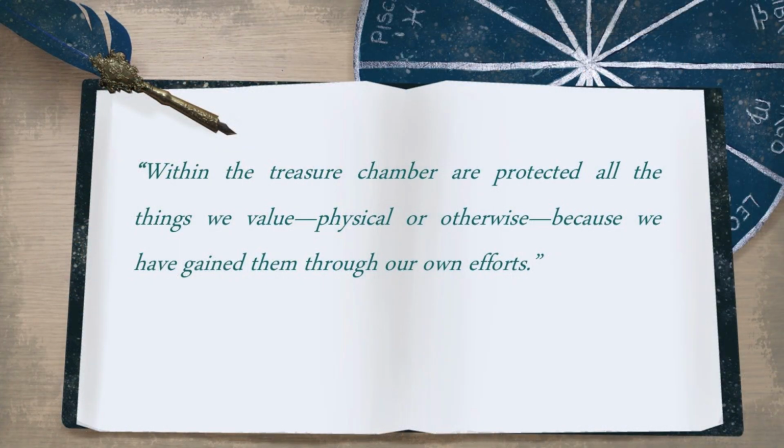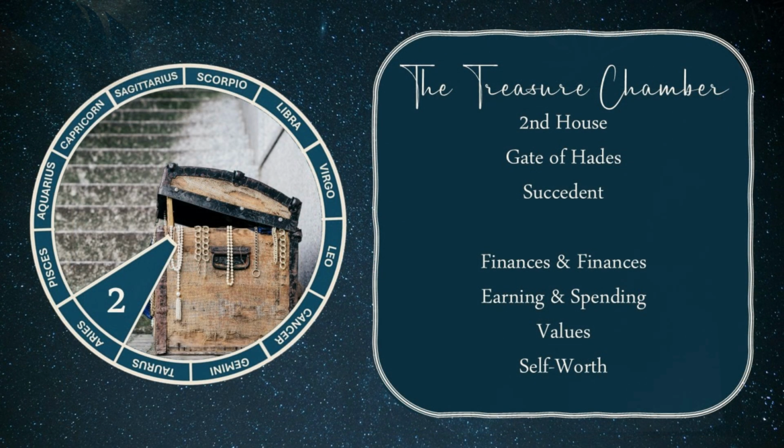Within the treasure chamber are protected all the things we value, physical or otherwise, because we have gained them through our own efforts. The second sphere of mortal life, the second house, is a succeedent house. It is the house in which we keep all the things we have earned through our own effort by putting our innate abilities at work. These are the fruits of our own personal labor, things we value most because we spend our hard earned money on them.